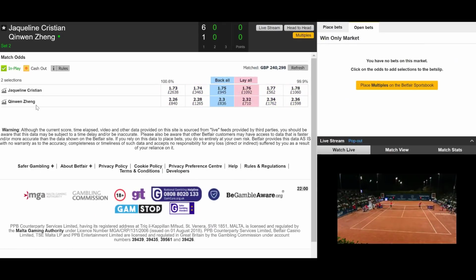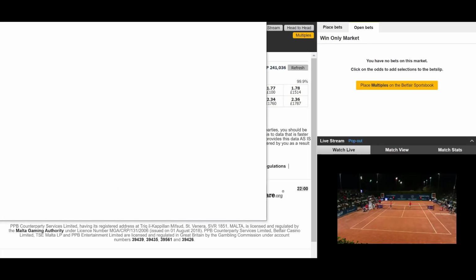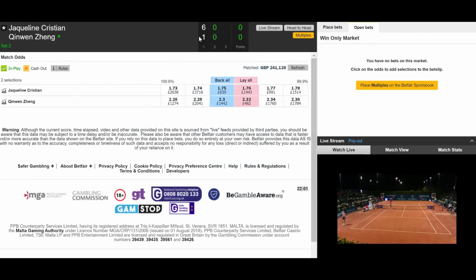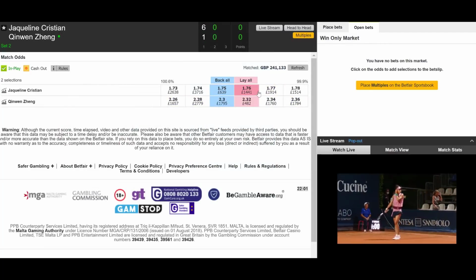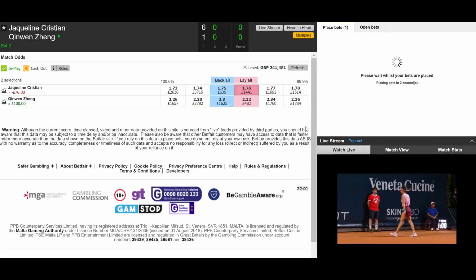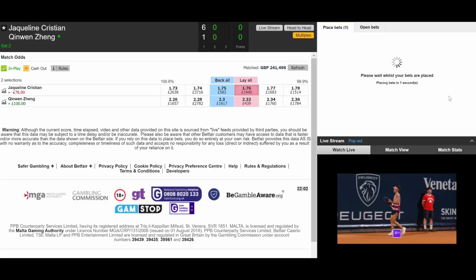So we've got this match from the women's side of things. Jacqueline Christian against Zheng. Zheng was the pretty strong favourite actually. Let me have a look. Yeah, around 1.25 started on this one, but has lost that first set comprehensively, right? So what we're going to do is we're going to lay Christian heading into the second set. We'll go in with a £100 stake to start with.